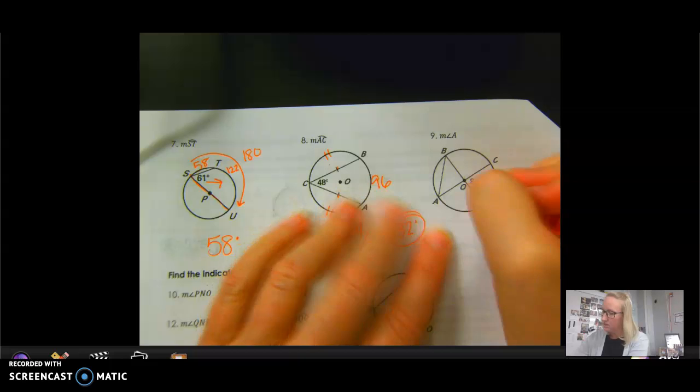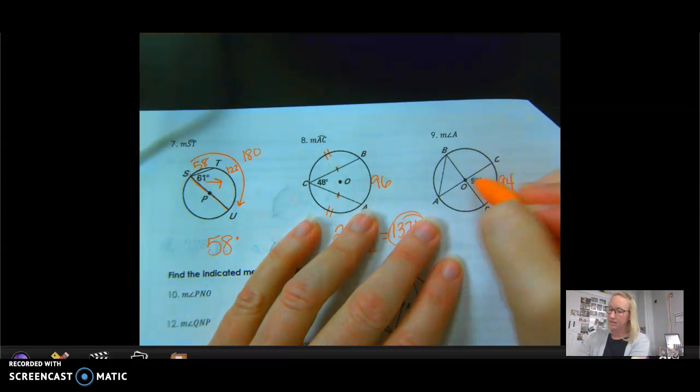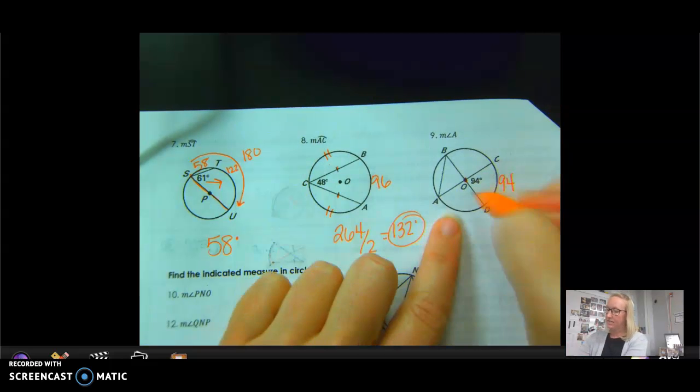Next one. So this is 94, which would make this, that's a central angle. Remember, central angles meet at the center, and they are equal to the arc angles. So that is 94.